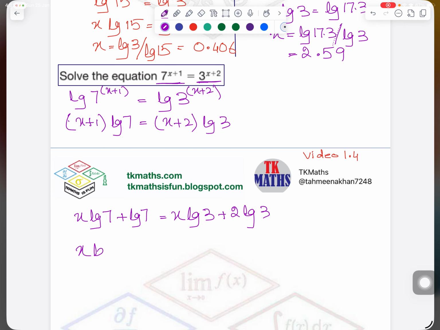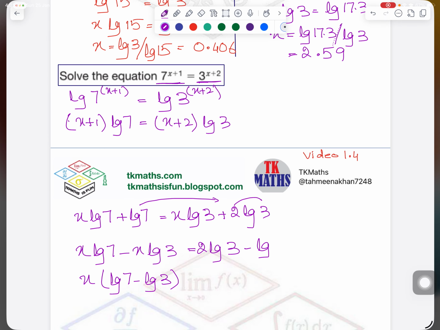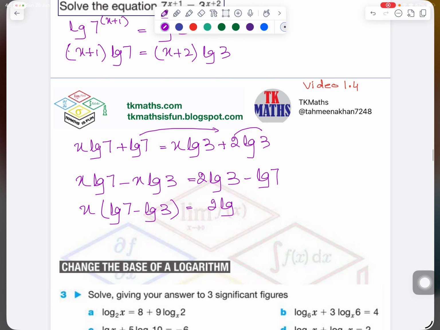Now the terms which have x, bring them together. So it will become x log 7 minus x log 3. This log 7 I will take to the other side, and I'm applying the power law here. If you don't want to apply the power law, no need. Let's not apply it here because I can use the calculator. Now I will take x common: log 7 minus log 3. Oh my god, this 7 is erased. So it is log 3 minus log 7.